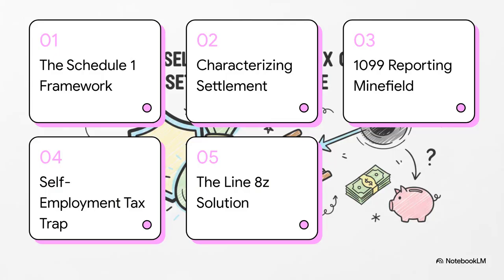So here's how we're going to break this down. First, we'll look at the framework of the forms themselves. Then, we'll get into what this settlement income actually is. We'll talk about the mess with 1099s, the huge tax trap it creates, and then, the most important part, the solution to get out of it.